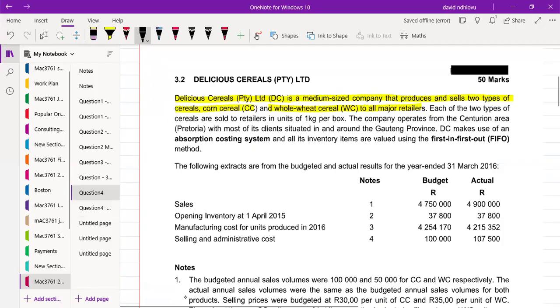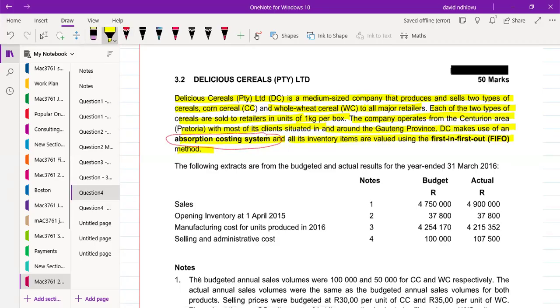Right, so let's go to the question. Let's see what we have. And then they say, each of the two types of cereal are sold to retailers in units of 1 kg per box. The company operates from the Centurion area, Pretoria, with most of its clients situated in and around Gauteng. Right, DC makes use of an absorption costing system, and all its inventory items are valued using the first in, first out. So they are actually using absorption costing. So we will be working from the information provided, which is based on absorption, and adapting it to variable costing.